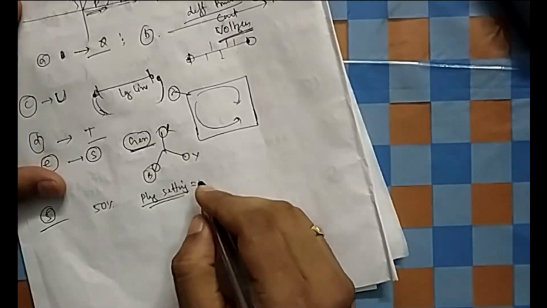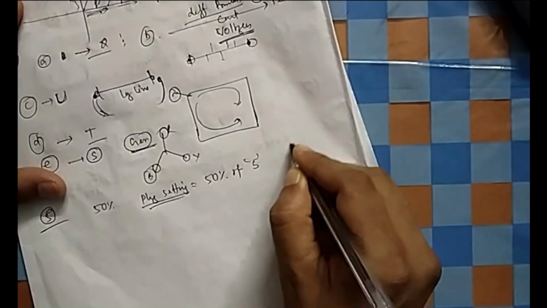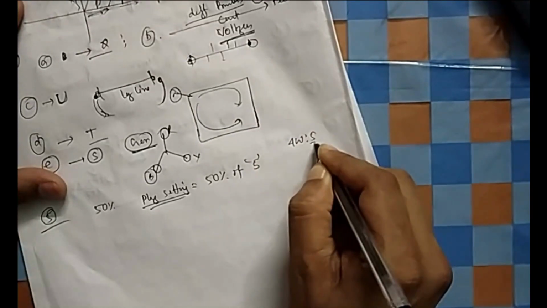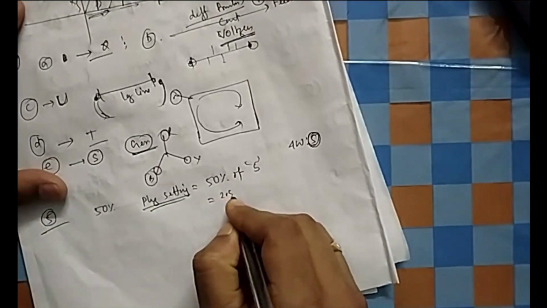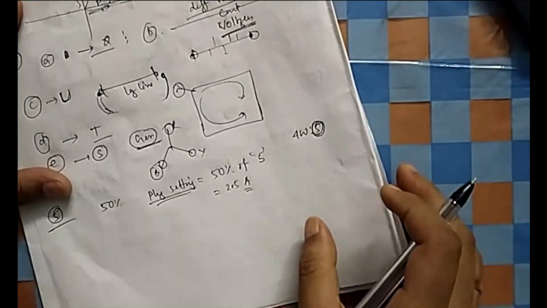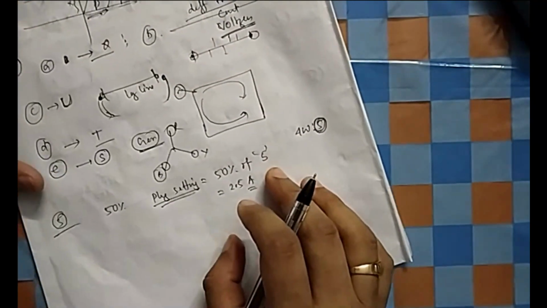So what is your plug setting? It is 50%. 50% of what? Of the rated secondary current, because it is 400:5. That means the rated secondary current you are using is 5. So 50% of 5 means 2.5 ampere. That means anything above 2.5 ampere it will trip.